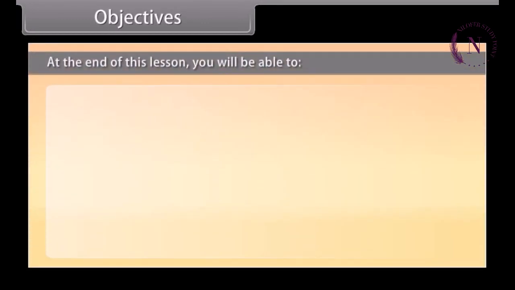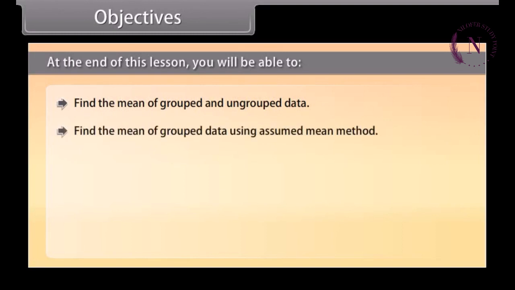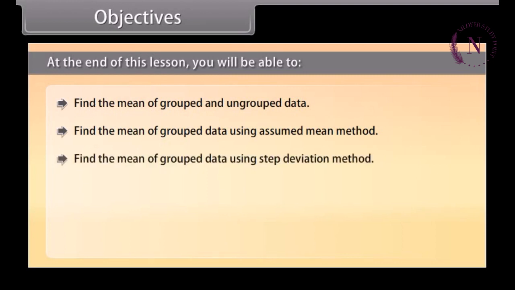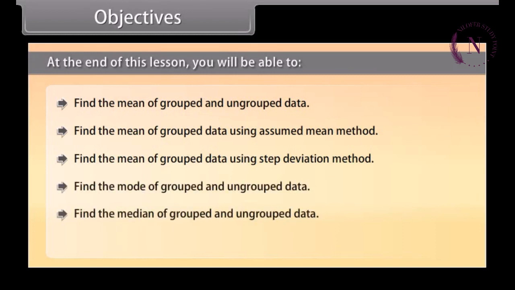Objectives. At the end of this lesson, you will be able to find the mean of grouped and ungrouped data, find the mean of grouped data using the assumed mean method, find the mean of grouped data using the step deviation method, find the mode of grouped and ungrouped data, find the median of grouped and ungrouped data, and analyze cumulative frequency distribution.